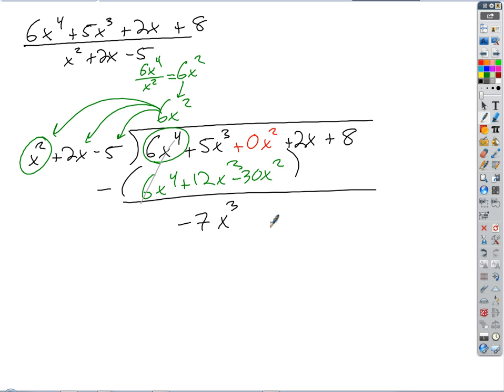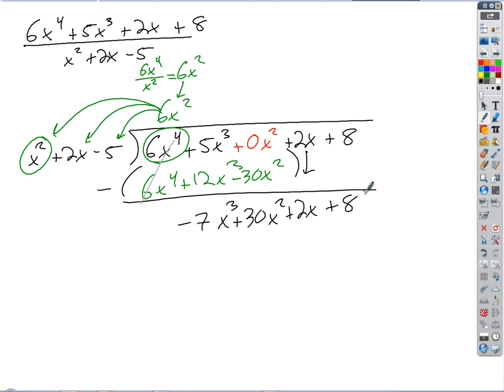Now in this column, I'm going to get x squareds. What is 0 minus negative 30? Positive 30, because when you subtract a negative, you're adding, right? So that's going to be a positive 30. And then what do I do with the other? Bring them down. Okay, good. So there's the first part of our answer.